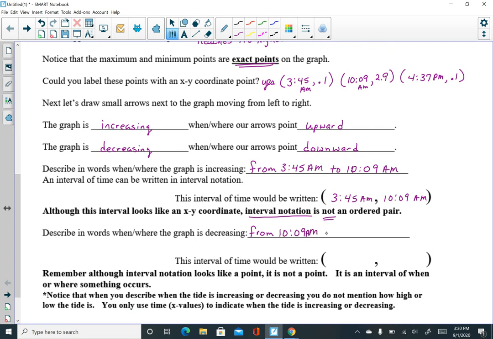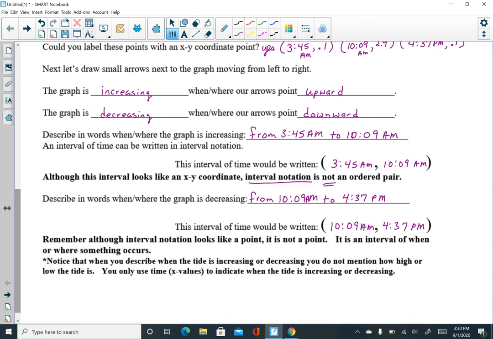Insert that. There we go. To 4:37 p.m. Okay. Again, they want us to now write this interval of time in interval notation. So we'll write that as from 10:09 a.m. to 4:37 p.m. Okay.